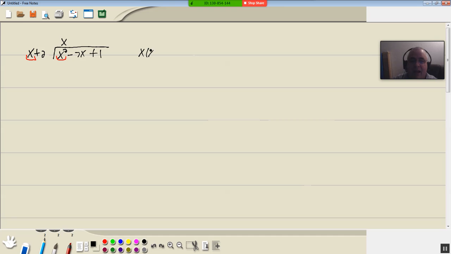So we're going to take x times x plus 2. x times x is x squared. x times 2 is 2x. So we're going to have x squared plus 2x. Now we're going to subtract that, which means flip signs. So this positive x squared becomes a negative, this positive 2x becomes a negative.